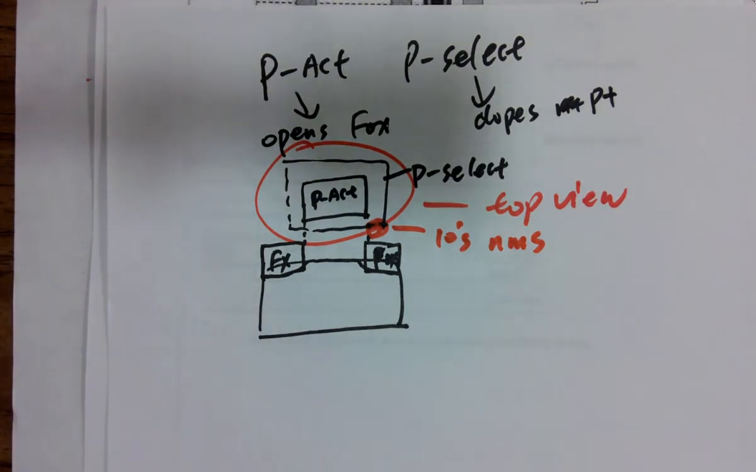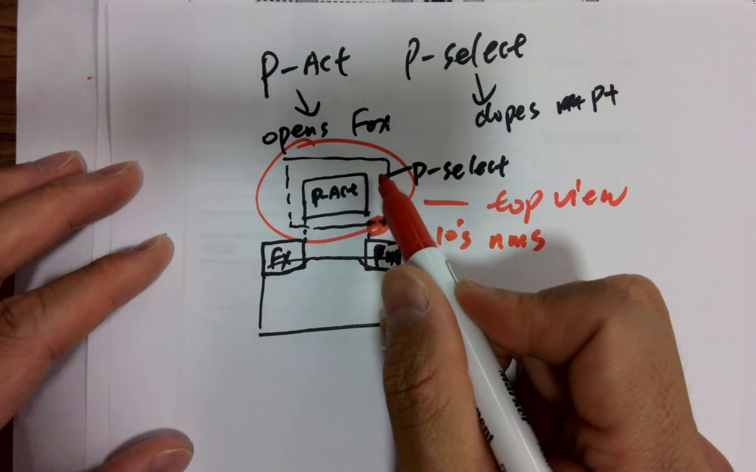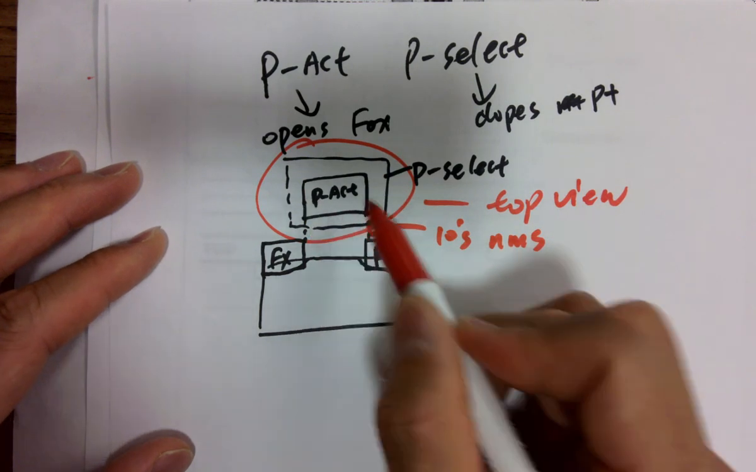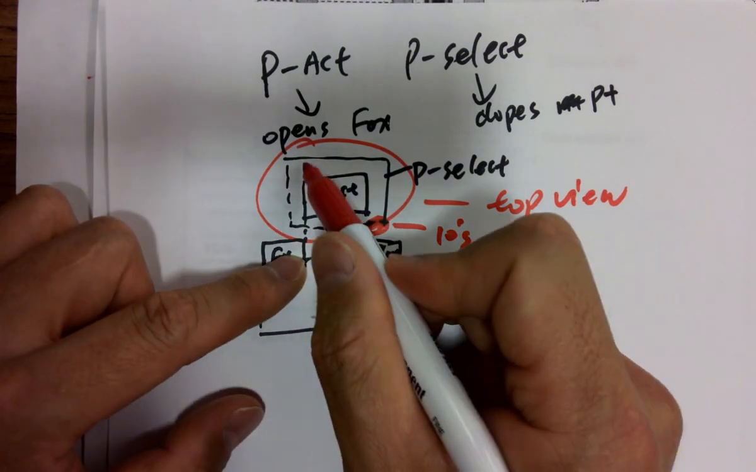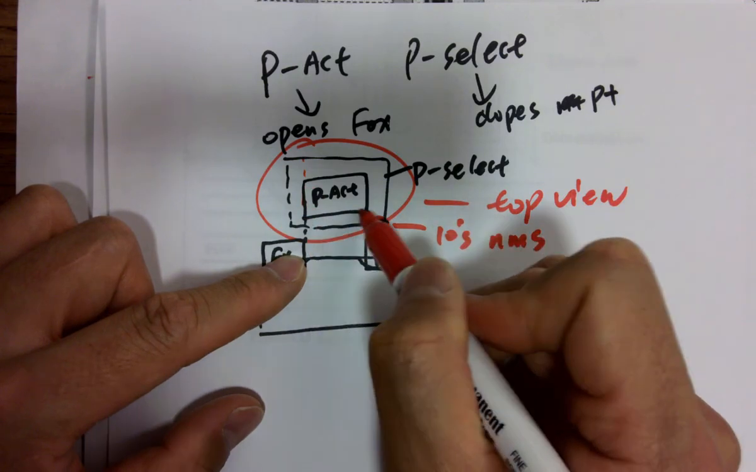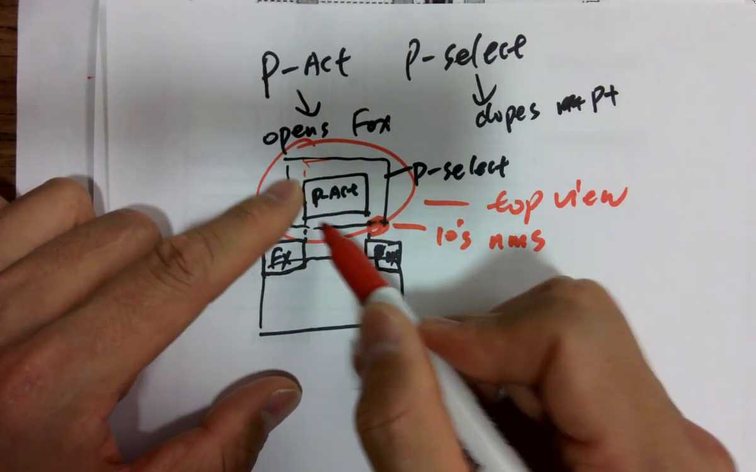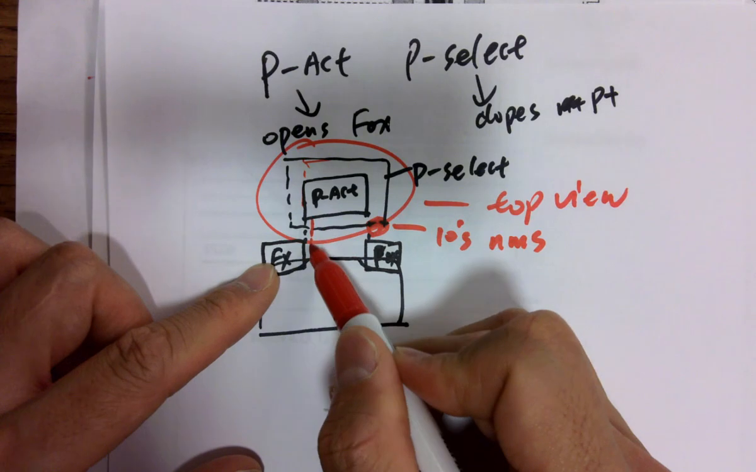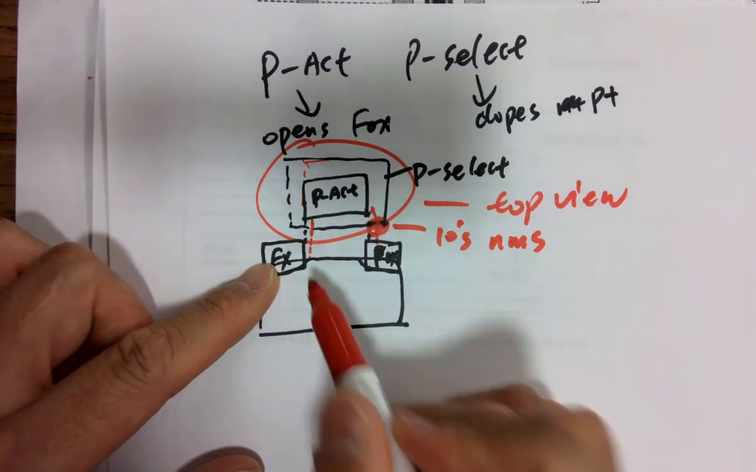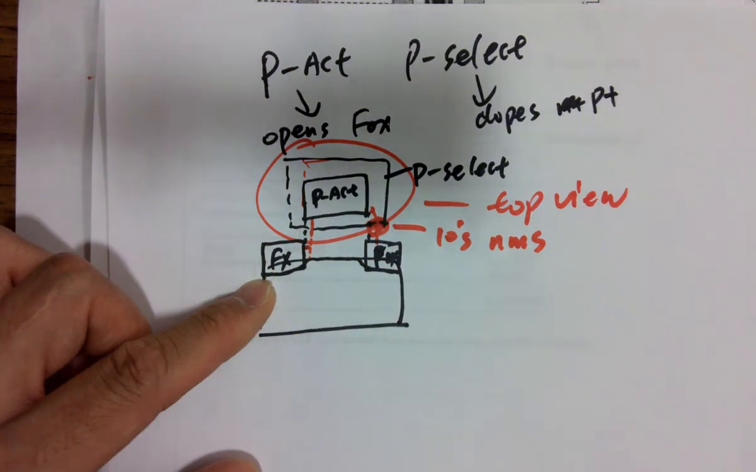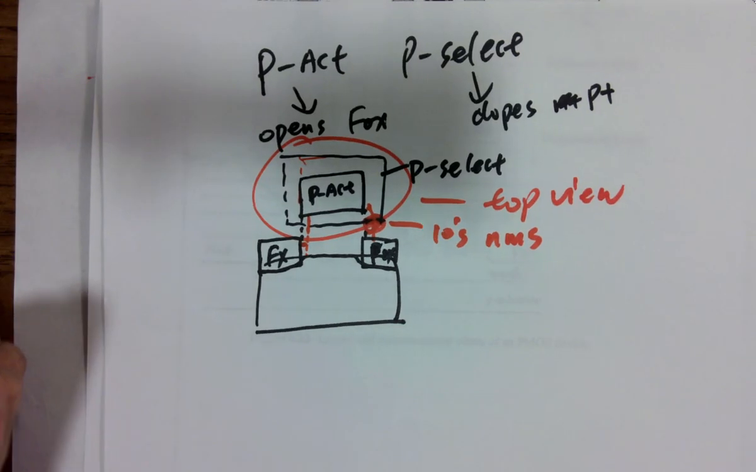Okay? If you use a P select box exactly the same as a P act, so you open up the window here and you're trying to dope the materials exactly within this area, you are expecting some misalignment, then you are actually missing this little gap over here. Can you imagine?